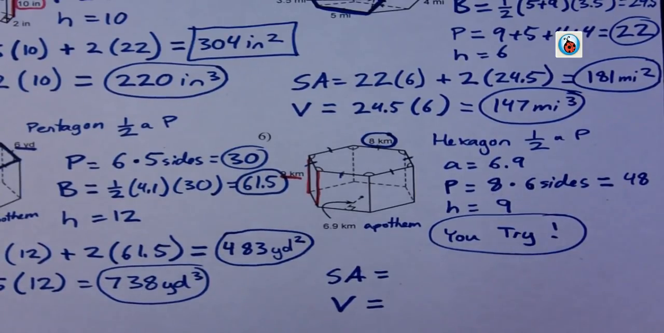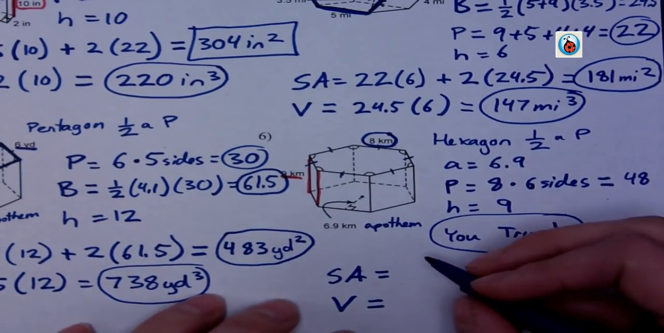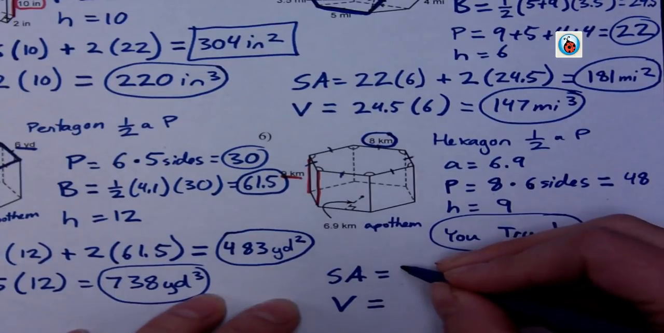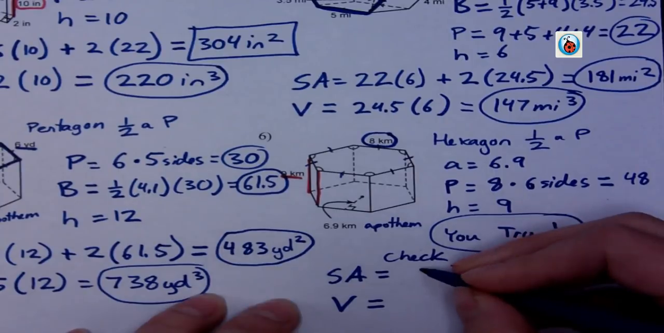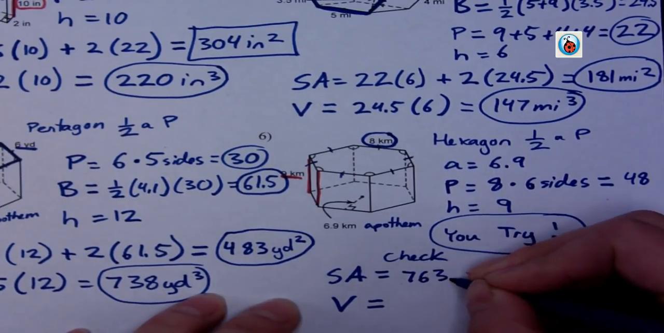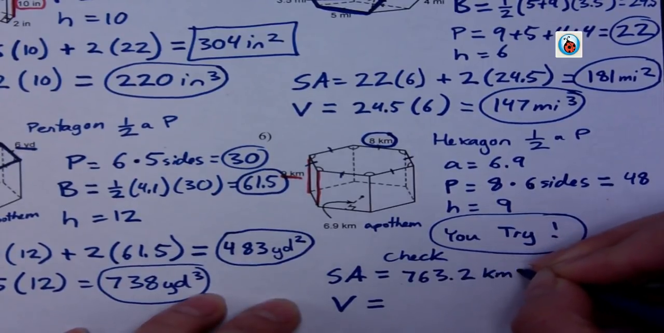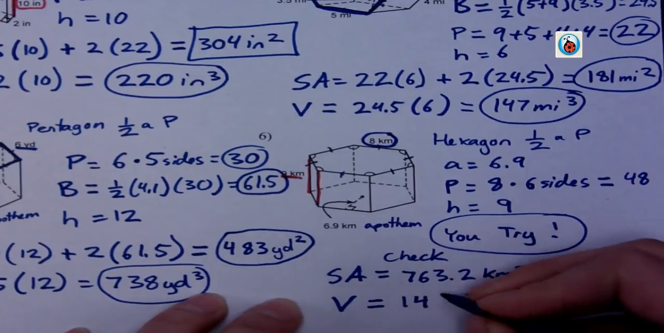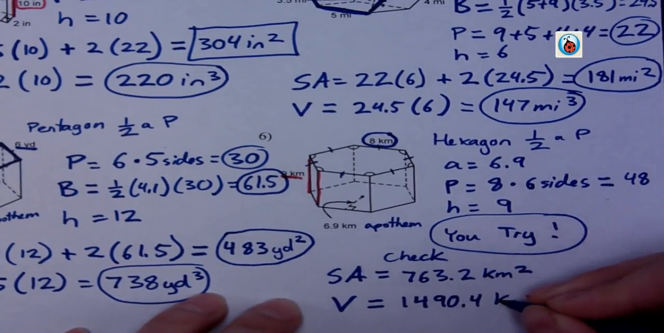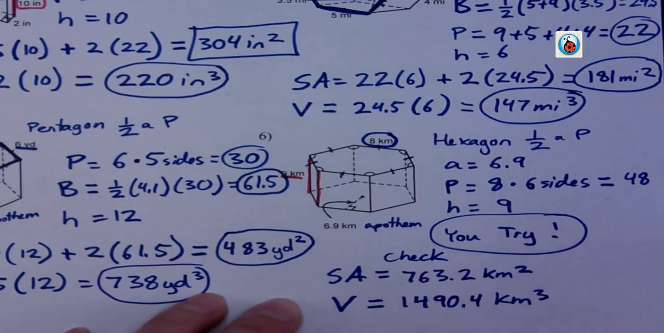Alright, so hopefully you paused the video and did the math yourself. Now check your answers. It should be 763.2 kilometers squared would be the surface area, and 1490.4 kilometers cubed is your volume.